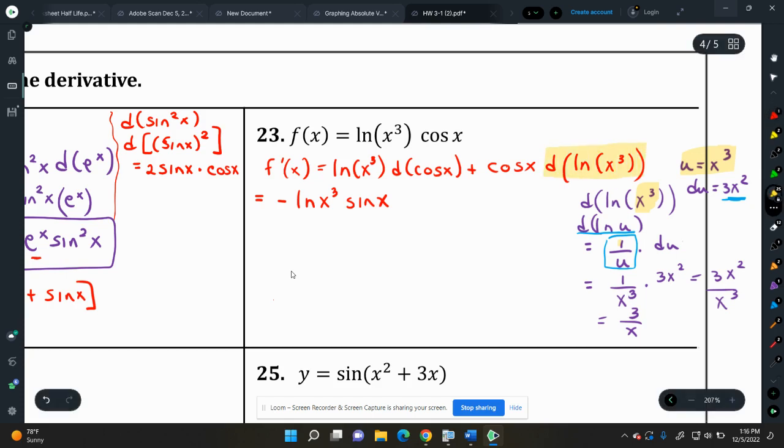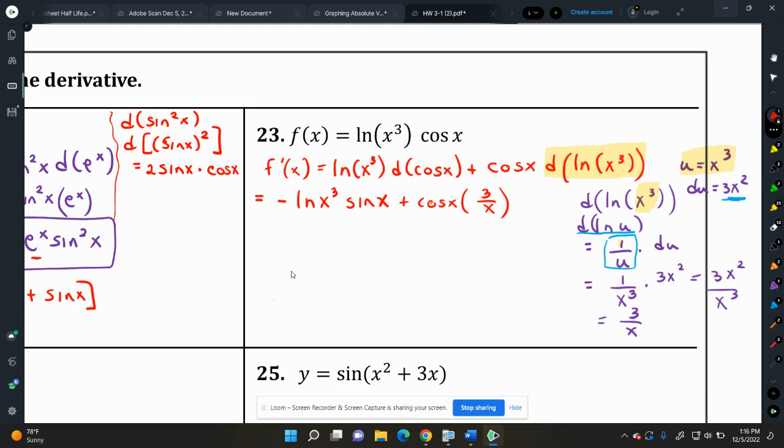Right here, the derivative of the natural log of x to the third. So we've got plus cosine x times 3 over x. Now, do you have to simplify the 3x squared over x cubed? You probably should, yeah. Honestly, it makes it easy.